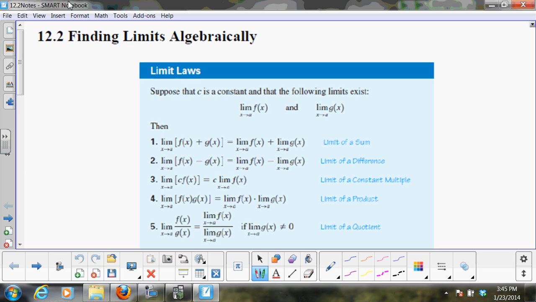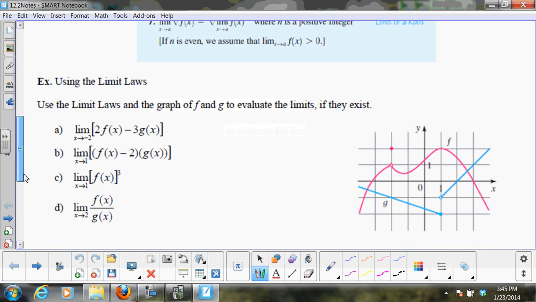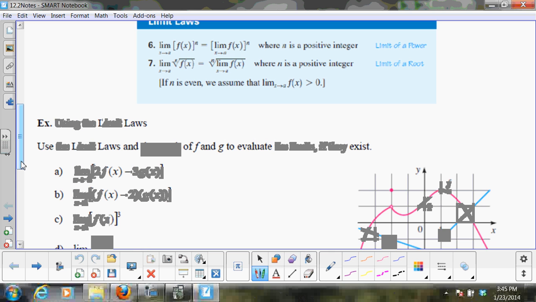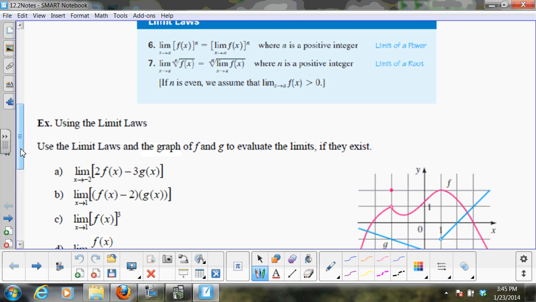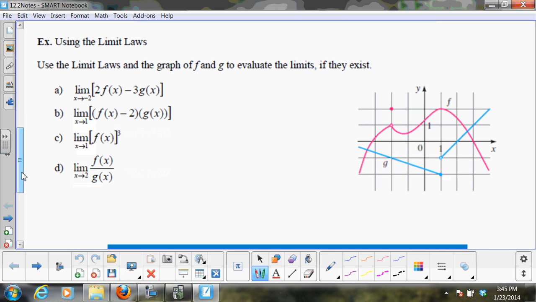Okay, so we could actually do it in pieces and then find what it is entirely. You could even do it separately with exponents and square roots. So here we have this graph of f and g. f is in red, g is in blue. So we're actually going to take this limit, this a.